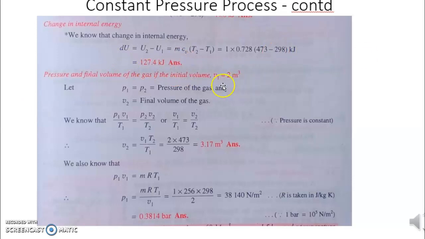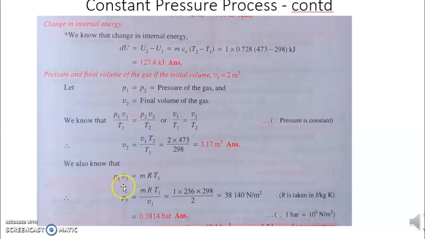The initial volume is V1 equal to 2 meter cube. So P1 is equal to P2 because it is a constant pressure process. V2 is the final volume. So using this equation, you will get V1 by T1 equal to V2 by T2. So V2 is equal to V1 T2 by T1. Substitute values, you will get 3.17 meter cube as the final volume of the gas.